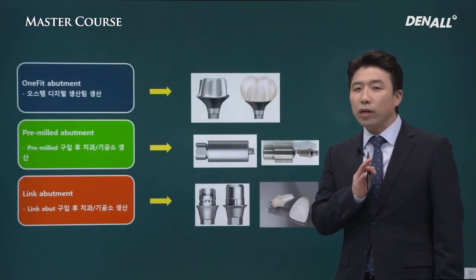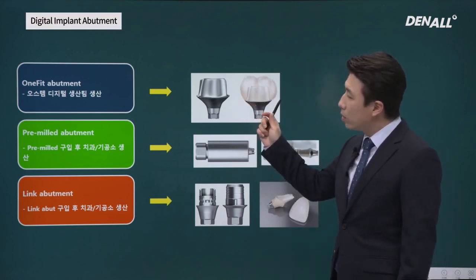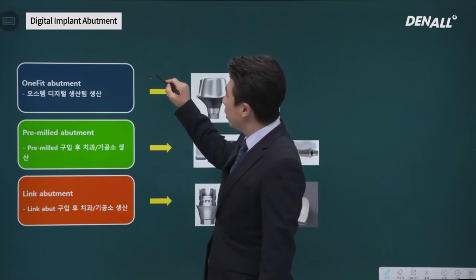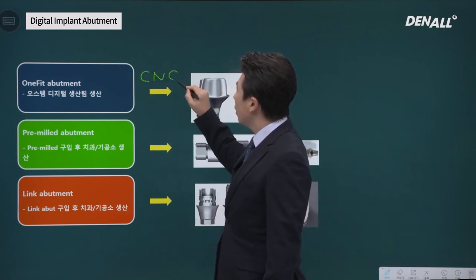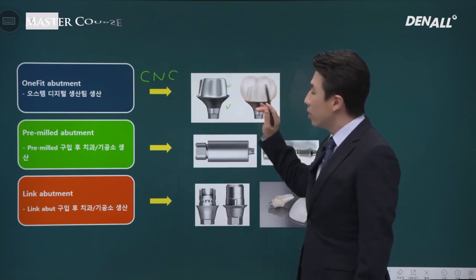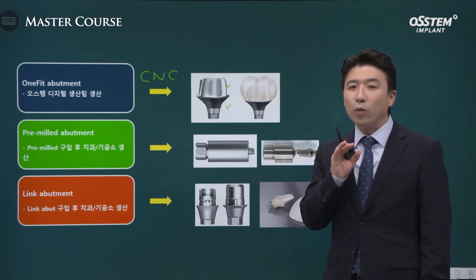Austin offers these options as mentioned. One fit abutment. This requires a CNC milling from abutment connection to the suprastructure. Milling is done in one step. As a result, you can get highly precise abutment.